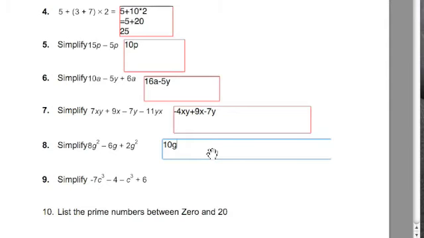Now I'm going to have to use this caret symbol. When you see that, that means to the power of 2. I don't have the sophistication in this program to do anything more elegant than that, so I'm afraid you just have to wear that there. Alright, now the negative 6g is on its own, so we're just left with minus 6g.